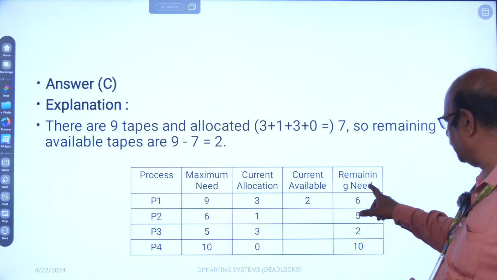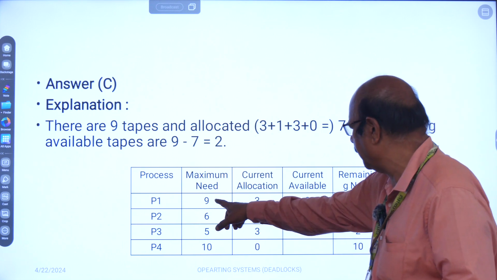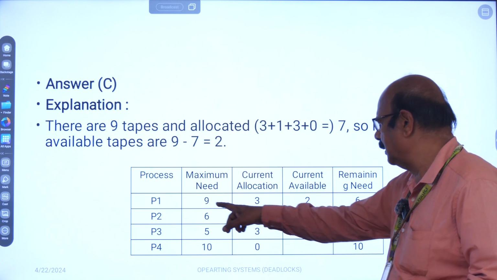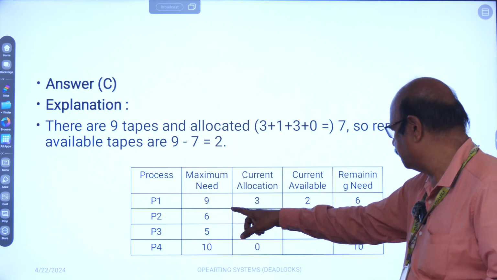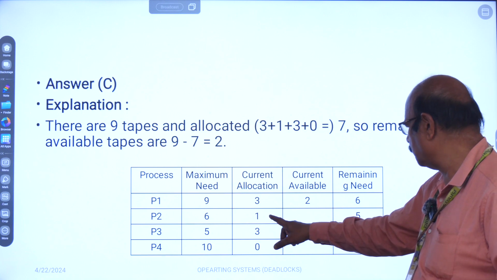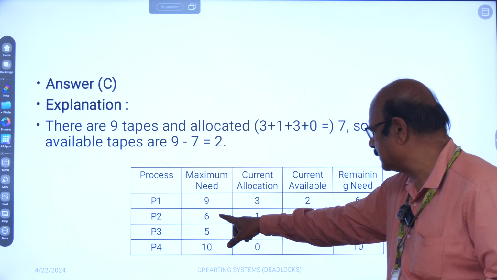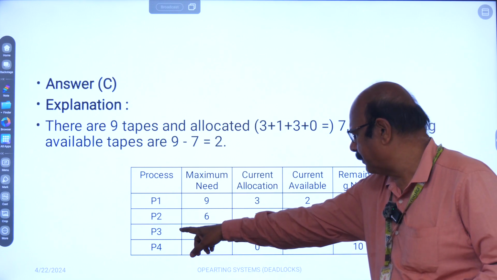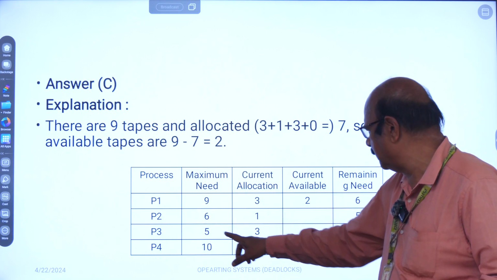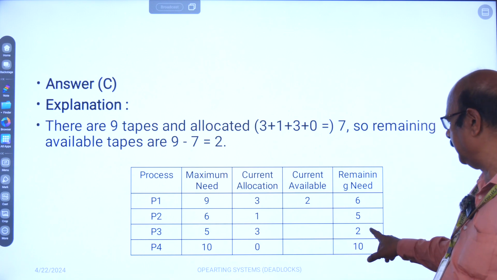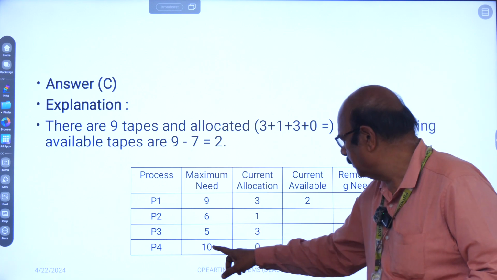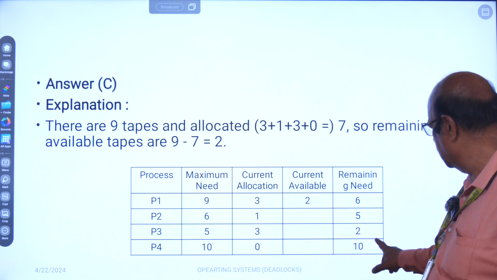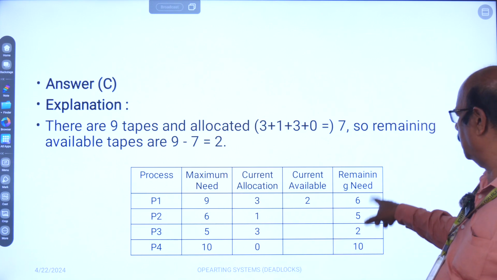So now the remaining need. Here we need 9. The maximum remaining need here is 6 for the process P1. For the process P2, because only 1 is allotted in the current allocation and it needs 6, it needs 5. What about the process P3? It needs 3, only 3 is allocated, so the remaining need is 2. Process P4, maximum need is 10, nothing is allotted, only 0 is allocated, so it needs all the 10 resources.